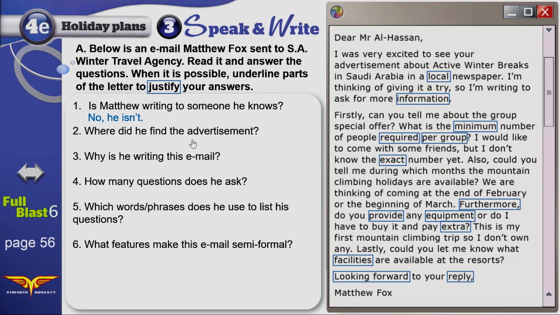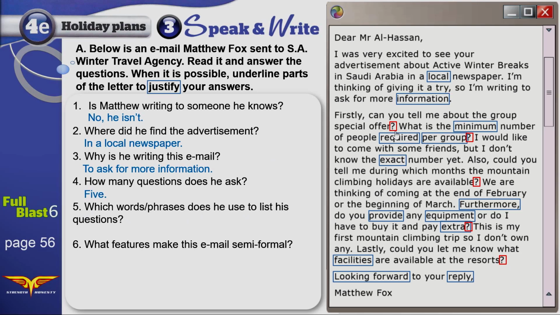2. Where did he find the advertisement? He found it in a local newspaper. 3. Why is he writing? What is the reason? He wants to know more information. 4. How many questions does he ask? Okay, all the questions are here. Let's count them. 1, 2, 3, 4, and 5. 5 questions. 5. Which words and phrases does he use to list his questions?